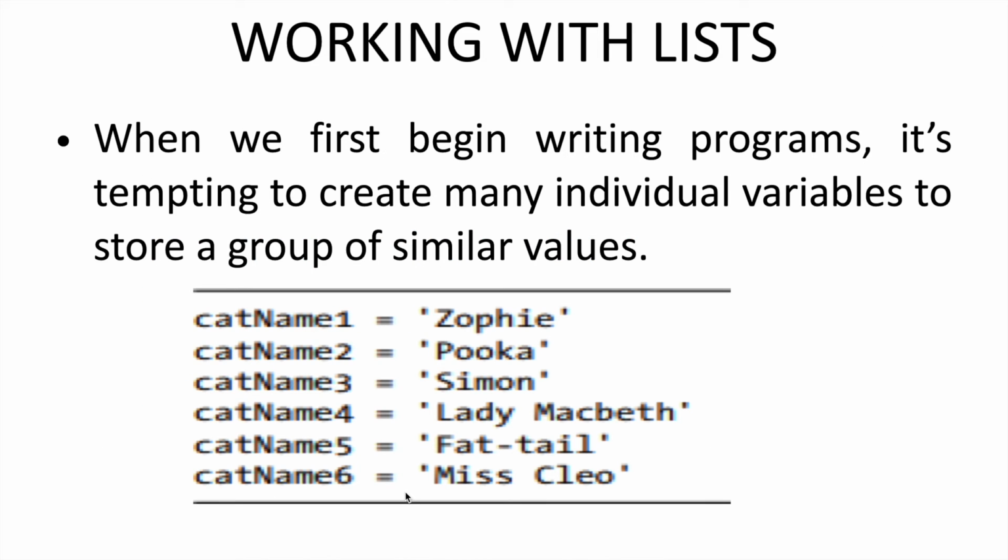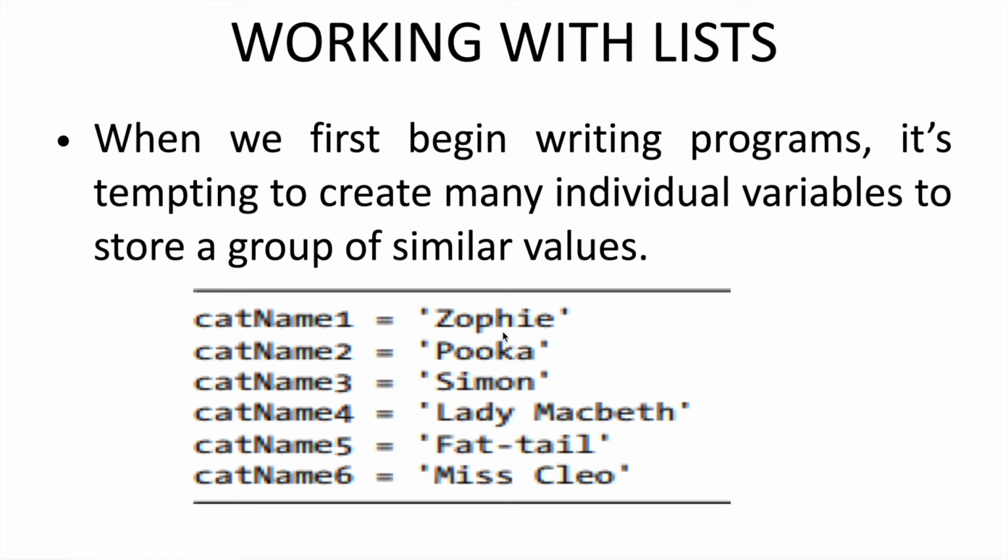Now I will discuss some more advanced concepts related to lists. You can see here, this is the program to ask the name of a cat, and it's going to display the cat names. Here I'm creating separate variables to store 6 cat names. This is not a good practice, right? I can avoid this using a list.